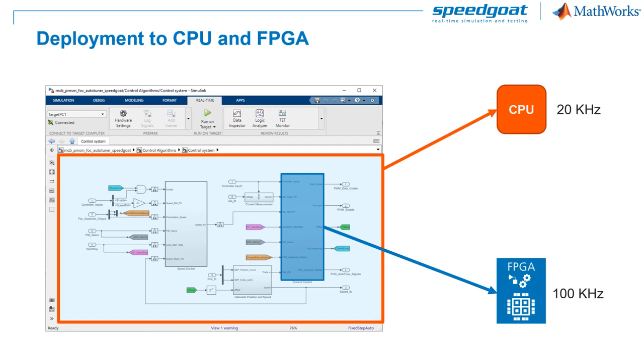So, to achieve faster closed-loop sampling rates, we can use HDL Coder and deploy control algorithms on an FPGA. In this example, we are going to generate a model with one part that will be deployed to the CPU running at 20 kHz and one part to the FPGA running at 100 kHz.